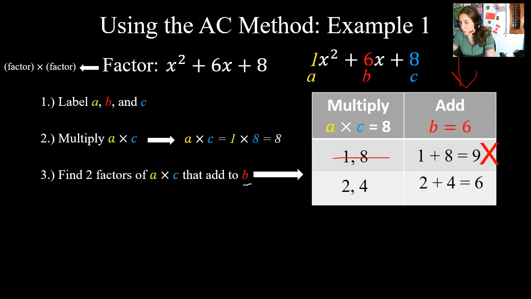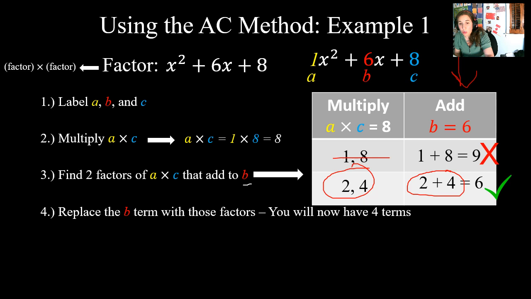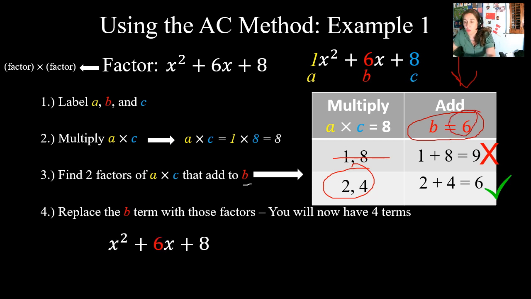Let's try 2 and 4. 2 plus 4 is 6. Does that add to 6? Sure does. So this is the pair of factors that I wanted, okay? 2 and 4 are the pair of factors that I'm going to use in my next step. So now that I have those two factors, I'm going to replace the B term with those factors, okay? Which should sort of make sense, right? I wanted two factors of 8 that added to 6. Why? So I could replace that 6 with those two factors.